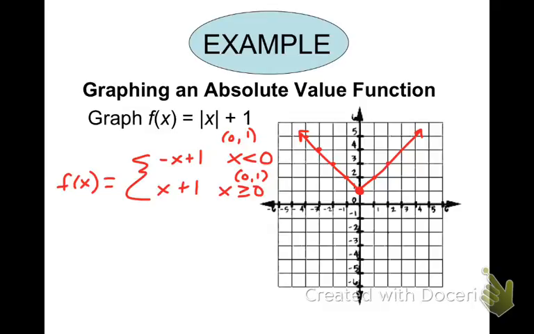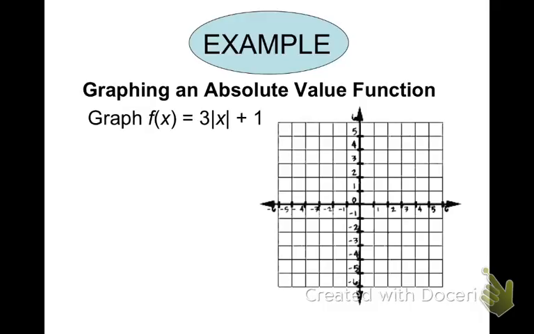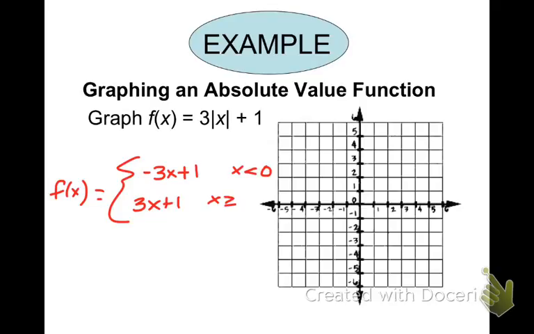What happens if we put a 3 in front of that? Nope, not yet. +1's still staying there. Maybe. What would be the pieces? So it would be -3x + 1 for the negative. You are correct there. And it would be 3x + 1 for the positive, including 0.